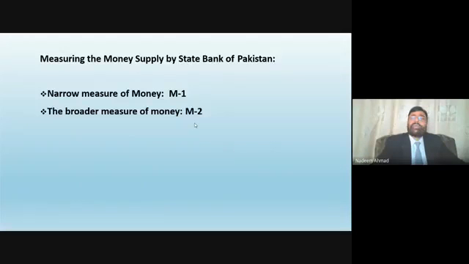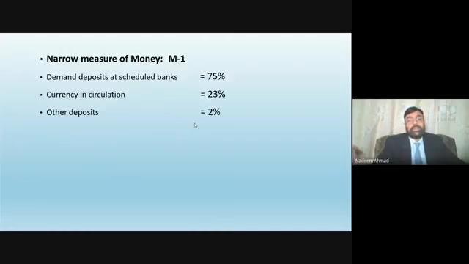Measuring the money supply by the State Bank of Pakistan. Do you remember once we discussed the types of money, M1, M2, M3, and so on. So ये motorway वाला M1 नहीं है, it's slightly different. So money की जो हमने types पढ़ी थी कि hot cash क्या होता है and so on, ये उसकी बात है. So narrow measure of the money, that is M1. The broader measure of the money, that is M2. Always remember.